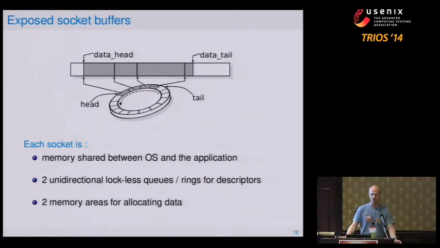So what we propose is what we call exposed socket buffers. Basically, each socket is represented by a piece of shared memory between the application and the network stack of the operating system. And in that piece of memory, we implement two unidirectional queues that allow us to ship data between the application and the operating system in a lockless manner.